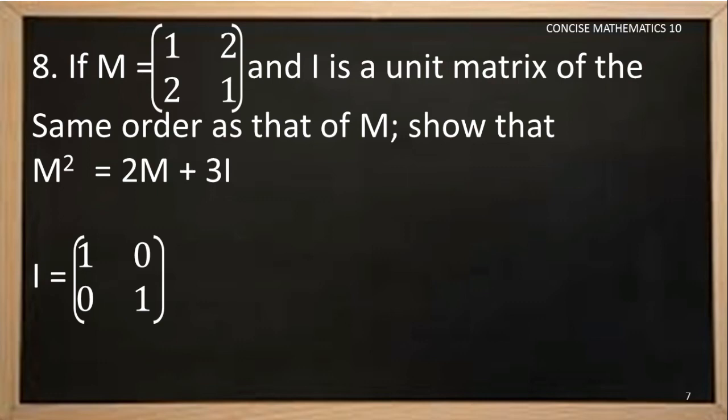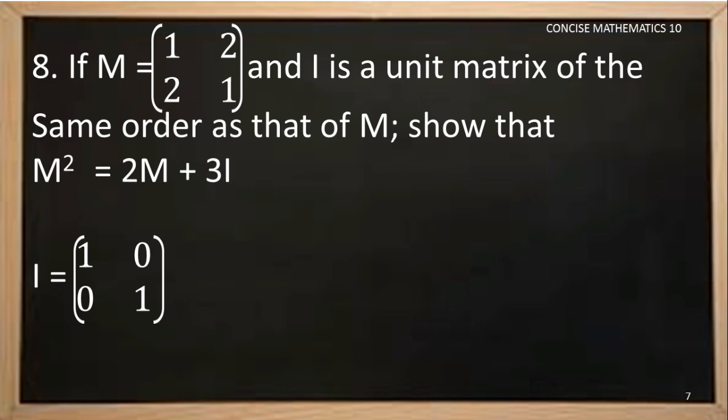Already we know what is a unit matrix. That is, the diagonal elements will be 1, other elements will be equal to 0. So here, it is said that the unit matrix is of the same order as that of M. So matrix M is of the order 2 by 2. Hence I, the unit matrix, should also be of the order 2 by 2. Consider the matrix I as [1, 0; 0, 1].